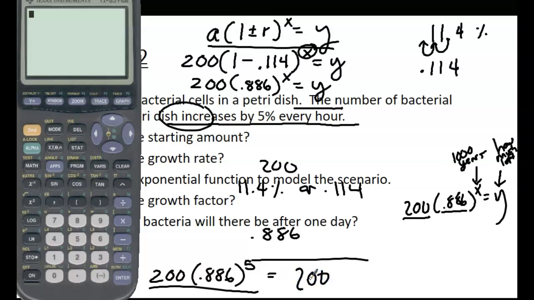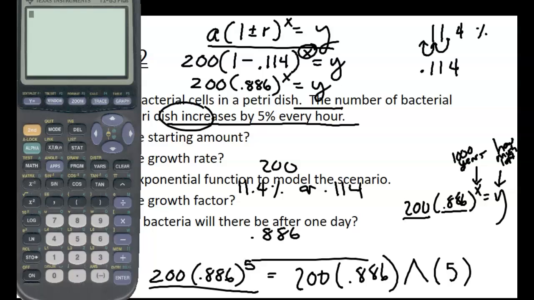You're going to push 200, parentheses, 0.886, parentheses. Then you're going to find that button, and then you're going to type 5, and you don't have to use parentheses on the 5, but later on we're going to find that that's helpful. So I'm just going to get you in the habit of it now. So 200, parentheses, 0.886, parentheses. Here's that little arrow button I was telling you about, and then parentheses 5, equals.